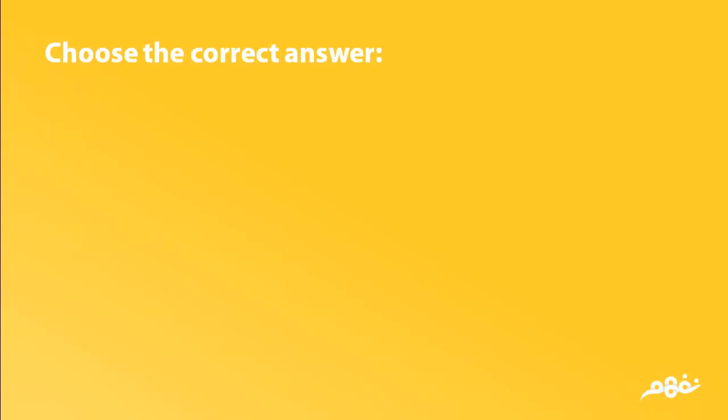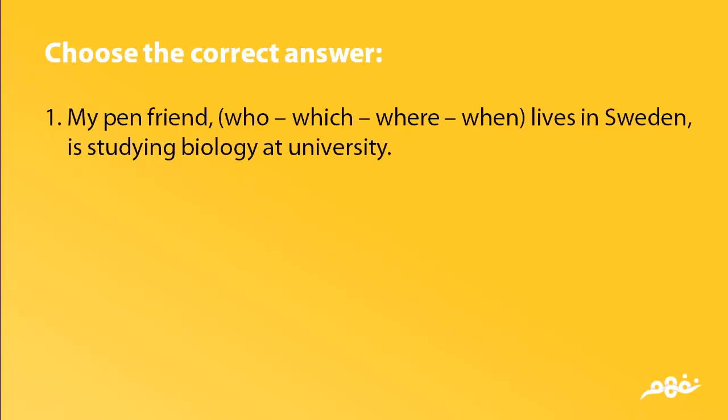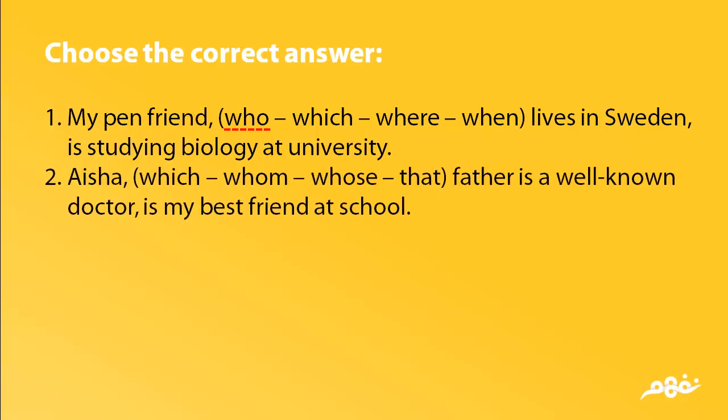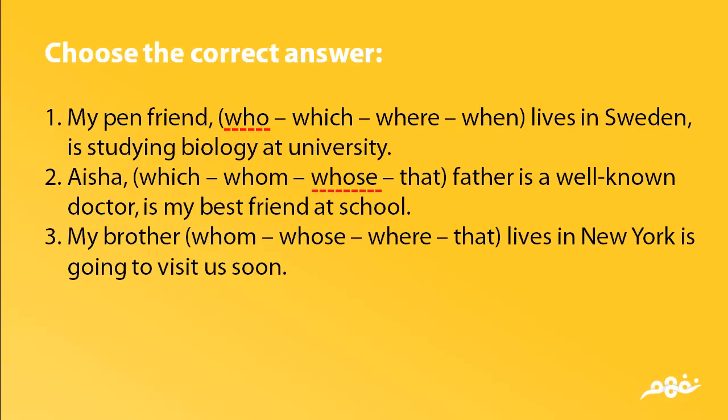Choose the correct answer. My pen friend, blank, lives in Sweden, is studying biology at university. The answer is who. Aisha, blank, father is a well-known doctor, is my best friend. The answer is whose. My brother, blank, lives in New York, is going to visit us soon. The answer is that.